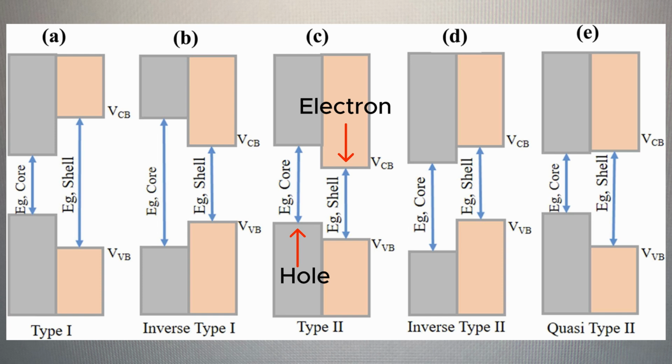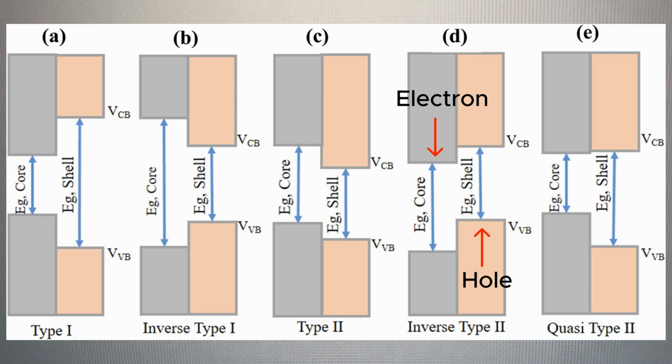This means that the hole is localized in the core, but the electron is localized in the shell. This means that the exciton is localized in both, but now you have the electron in the shell and the hole in the core, right? Let's move on to the inverse type 2. This is just a situation flipped, right? The electron is localized in the core now, and the hole is localized in the shell. So that's an inverse type 2.